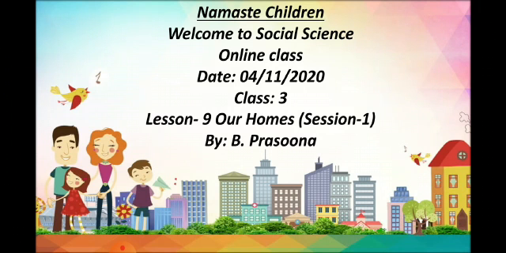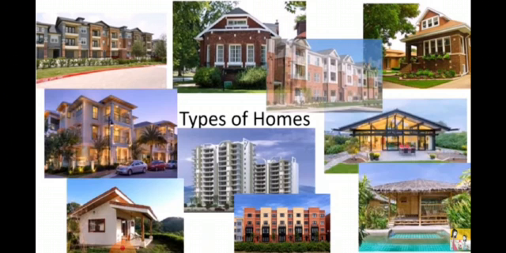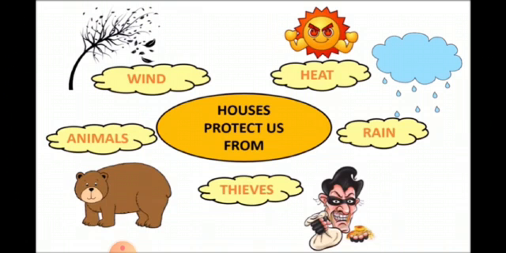Let's start today's class. In today's class, we are going to start with a new lesson, our homes. In this lesson, we are going to see different types of homes. First, let us know why do we need a house? Children, do we really need a house? Or can we live like animals without a house? No, right? We need a house to protect ourselves from heat, rain, wind, thieves and from wild animals.